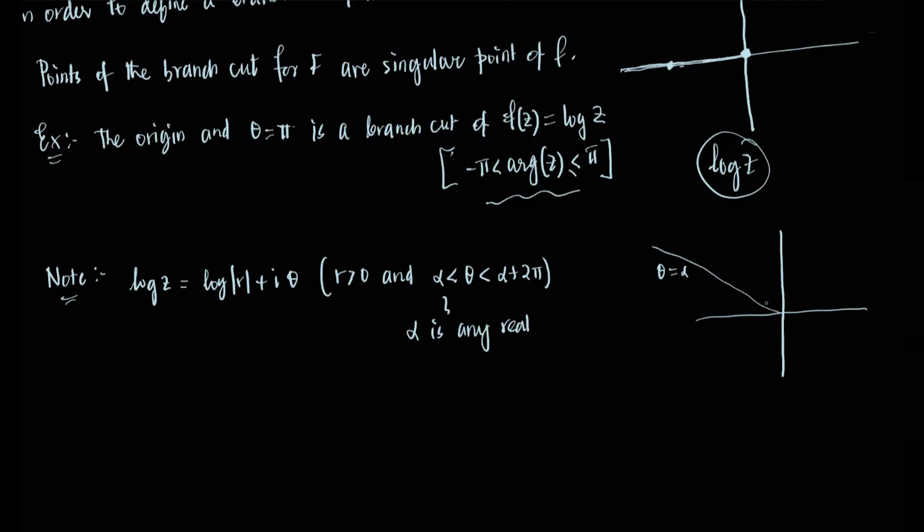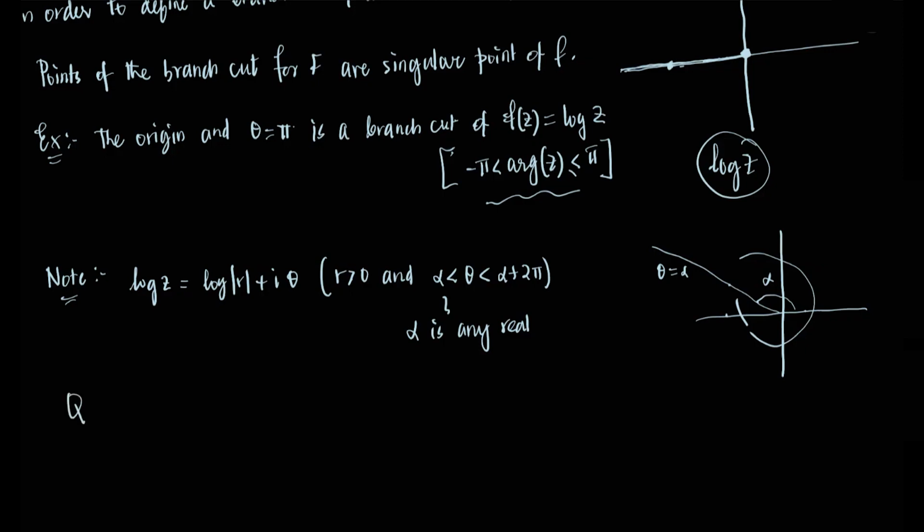See, here what is happening is this. Let's say this is your alpha. So theta lies between alpha and alpha plus 2 pi. So it will start from here. It's not starting from minus pi. So essentially it goes from here to alpha plus 2 pi, and then you can define another logarithm with another branch cut. In that case the branch cut will be theta equals alpha plus pi. Okay, right.